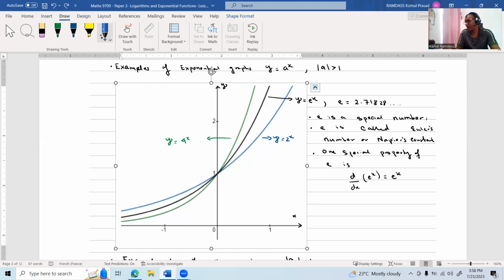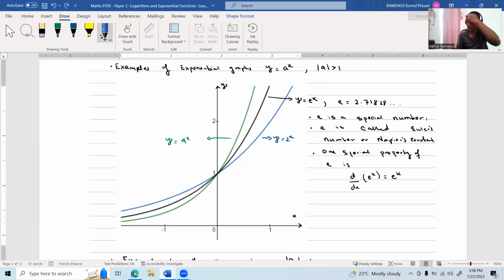The green graph has a higher value than the one of the blue graph. Okay, the green graph is over the blue graph when x is greater than 0.